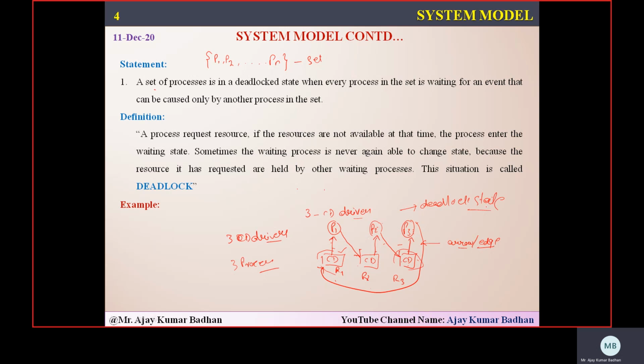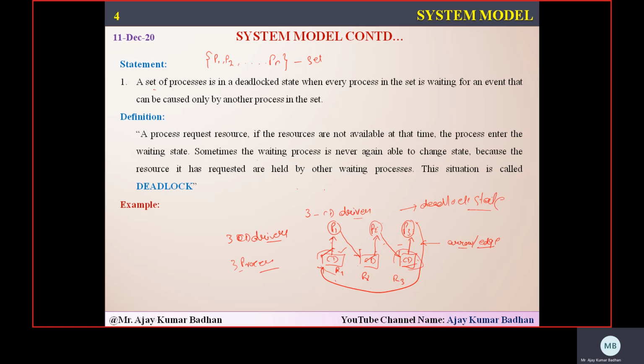They will never be able to execute the task and they will never release these resources. R1, R2, R3 are now held by these three processes. They are not going to release the resources and these resources cannot be used by other processes. That's the typical thing here. That is what we call a deadlock state, and that is the definition related to it.